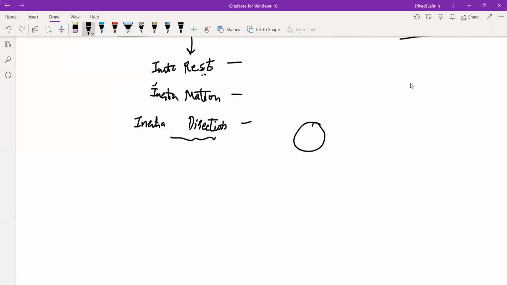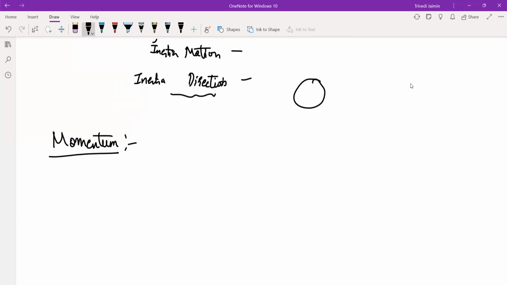Okay. Now let's talk about momentum. What is momentum? It is the product of mass and velocity. When an object is in motion, it has momentum.